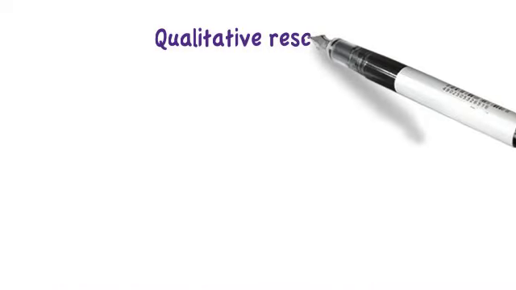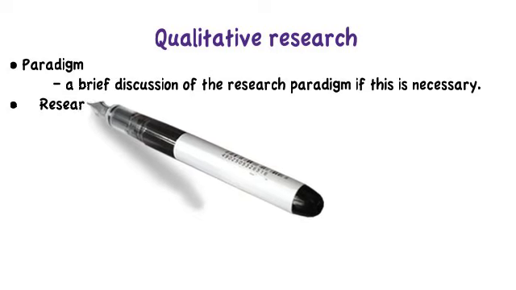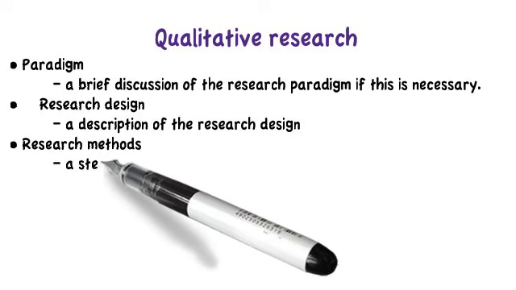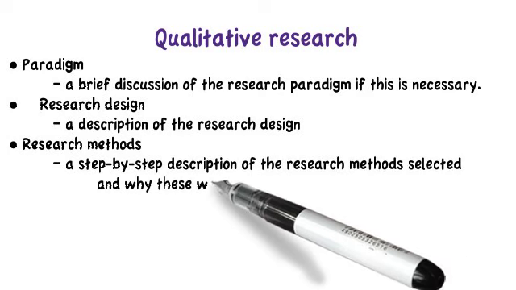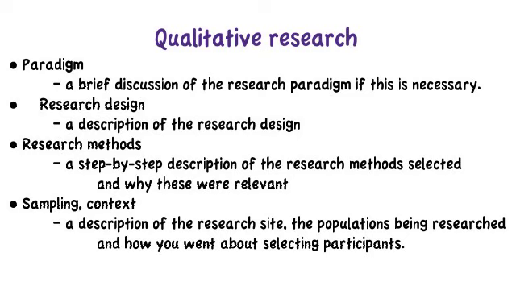So let's look at a methodology section in a qualitative paper. You would usually begin with a sentence or two around the paradigm. This might be, for example, critical research or ethnography, the broader kind of framing lens. Then you would outline the research design, perhaps a case study method, and then the step-by-step research methods. So this could be interviews or focus groups, but you would explain the details of how you collected the data, and then a description of the context, the populations, how you went about collecting all that data.